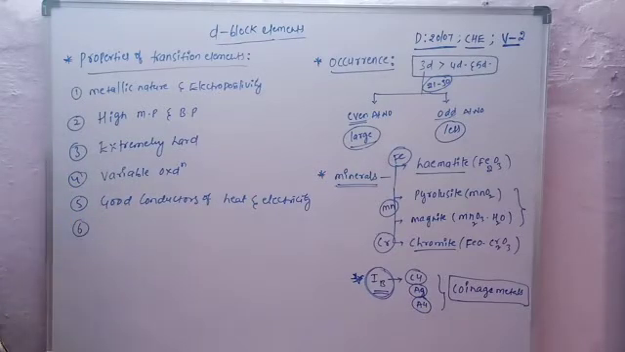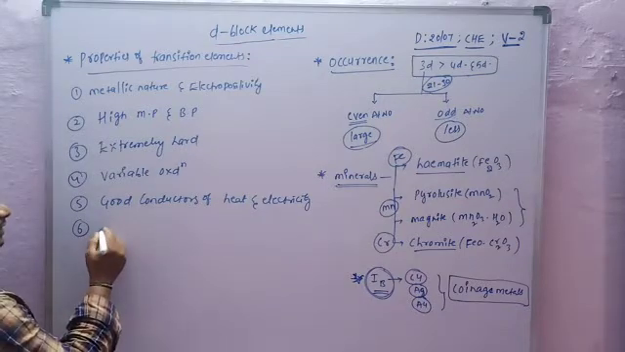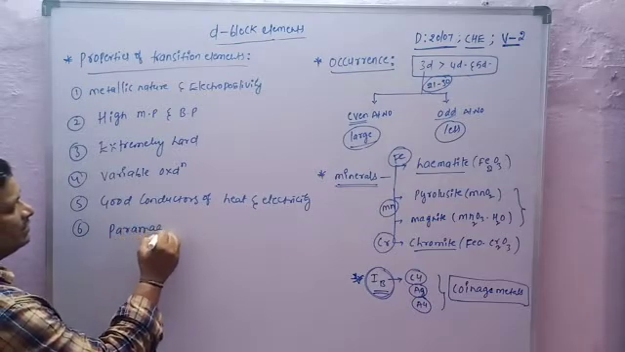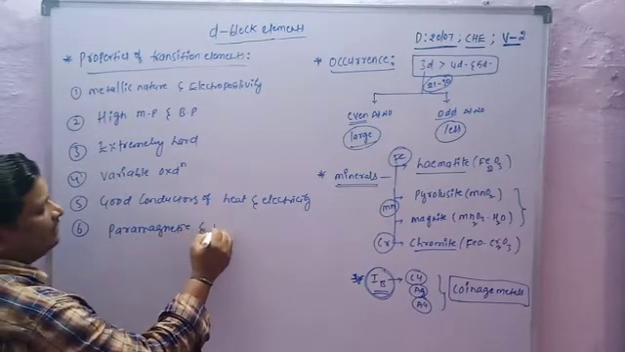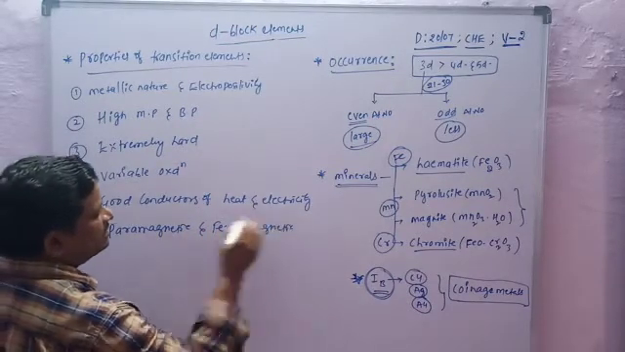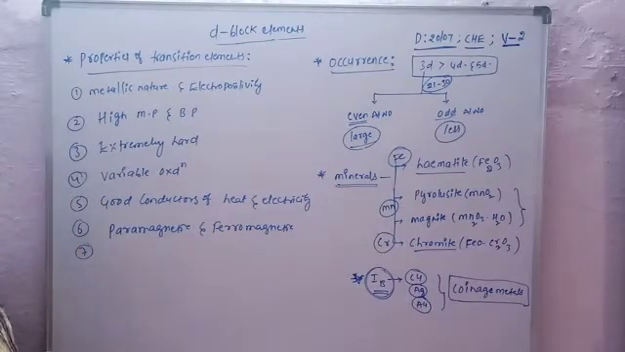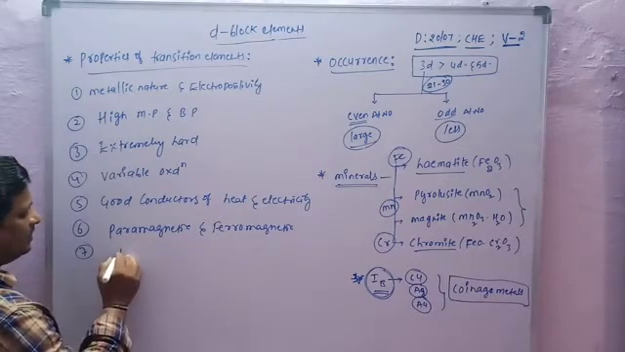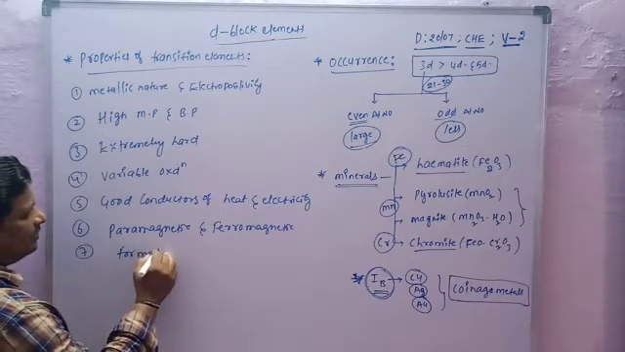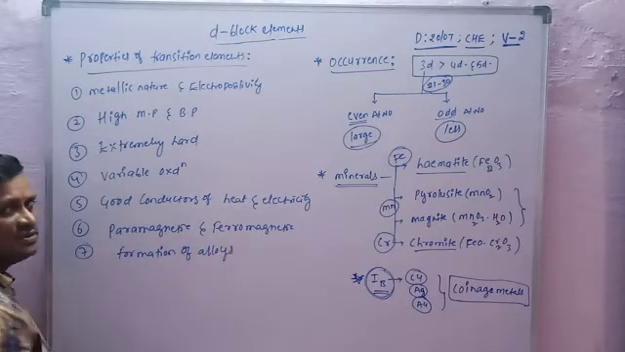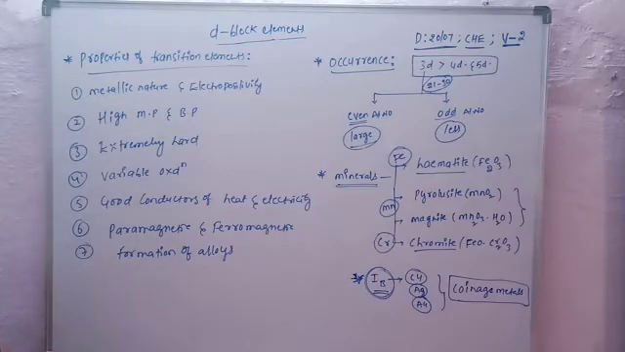Next, their magnetic nature is paramagnetic and ferromagnetic. So these elements show paramagnetic and ferromagnetic nature. Next one is formation of alloys. Alloys means a mixture of metal with metal or with non-metals.